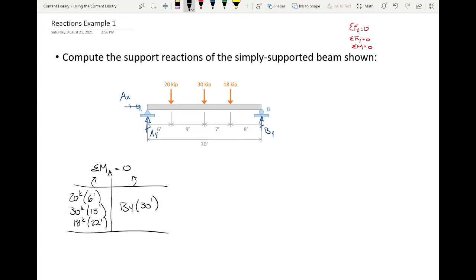Now, how do we do the math? The math is pretty simple. I look at everything on the left. What do I have? 20 times 6. What is that, 120? 30 times 15, what is that, 450? 18 times 22, what is that, 396? I did that right?